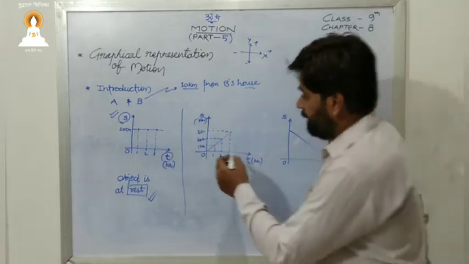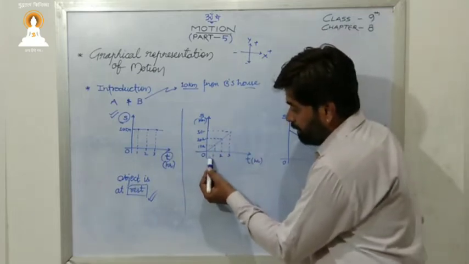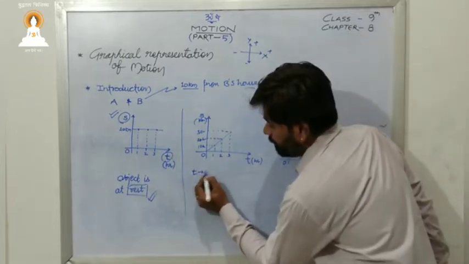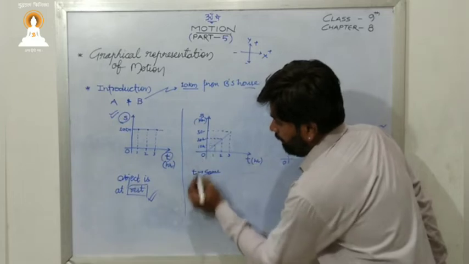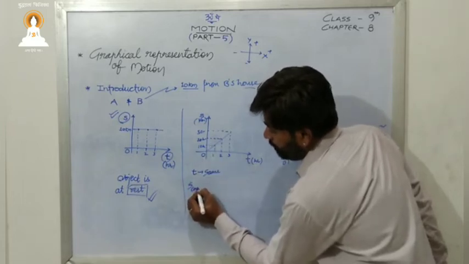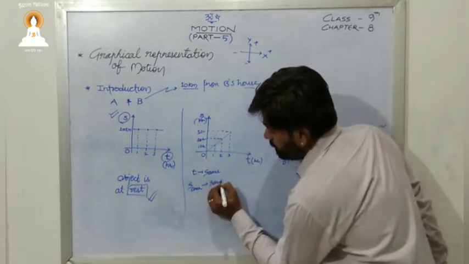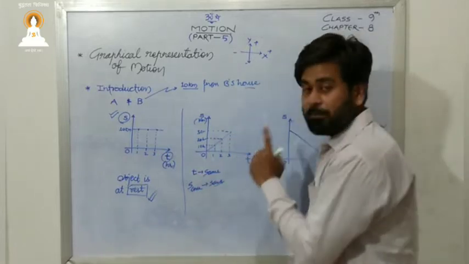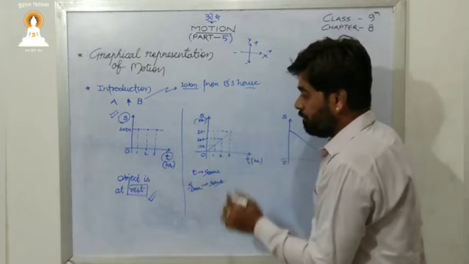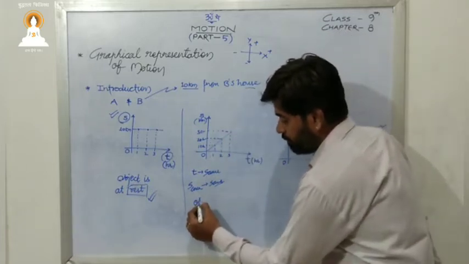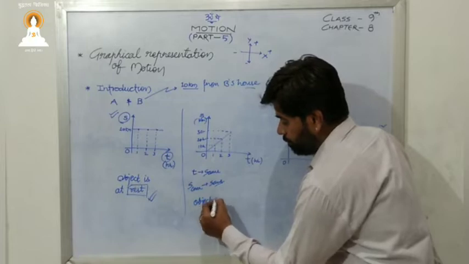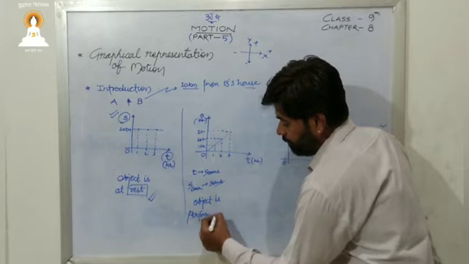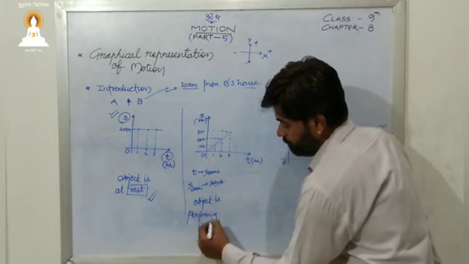So what does it mean? It means that after a particular time interval, the time interval is the same and the distance covered is the same. So equal distance in equal intervals of time, as we have already seen. Which type of case will this be? This is uniform motion. So the object is performing uniform motion.